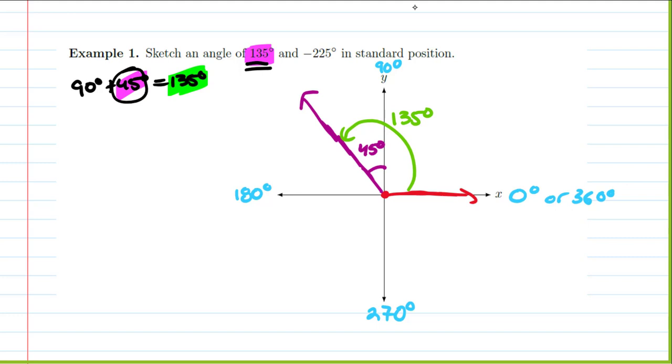All right, so let's take a look at our second angle, which is negative 225 degrees. The first thing we want to note is that since the angle is negative, we're going to rotate clockwise. So we're going to go clockwise instead of counterclockwise.